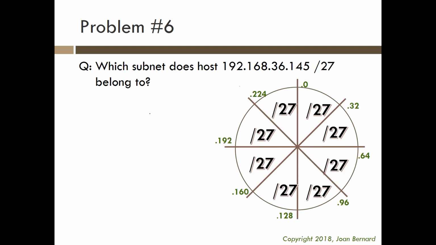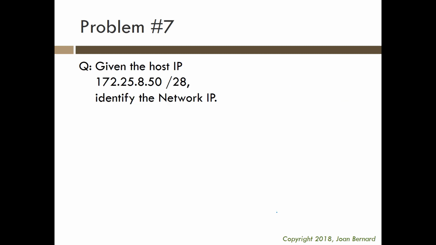I'm looking for 145. Where's it going to fall, right? Too big for here, too big for here, too big for here, too big for here. Oh, wait a minute. I think it's going to fall right in here, because it wouldn't quite fit here. The number is going to be between 128 and 160. So it's going to fall in here. So its network number is 128. So the answer is 192.168.36.128 for the subnet.